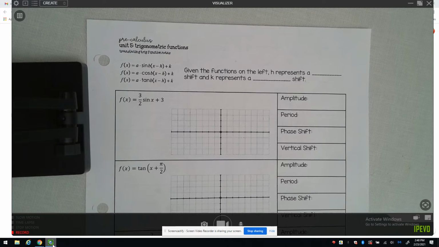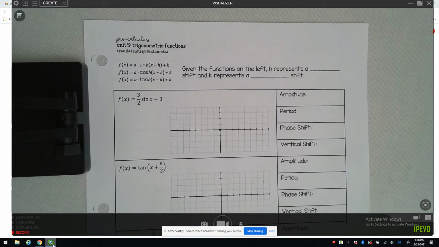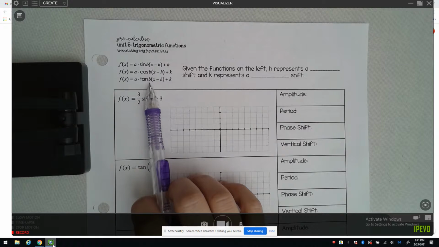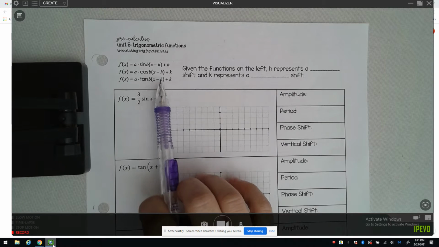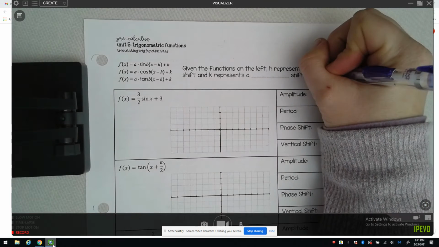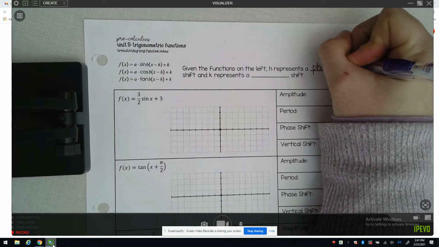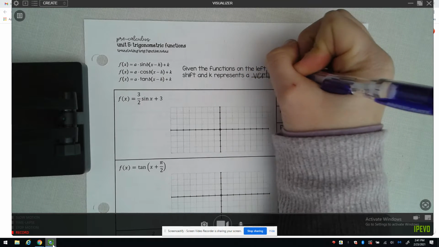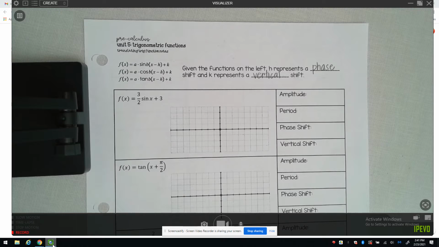Okay, so these are your 5.9 notes. We're going to be graphing and translating trig functions: sine, cosine, and tangent. You'll notice the A and B are still there from yesterday, the amplitude and how to get your period. But now I have this H and this K added. H represents what we call a phase shift or a horizontal shift, and K represents a vertical shift, which you should remember from earlier in the year.